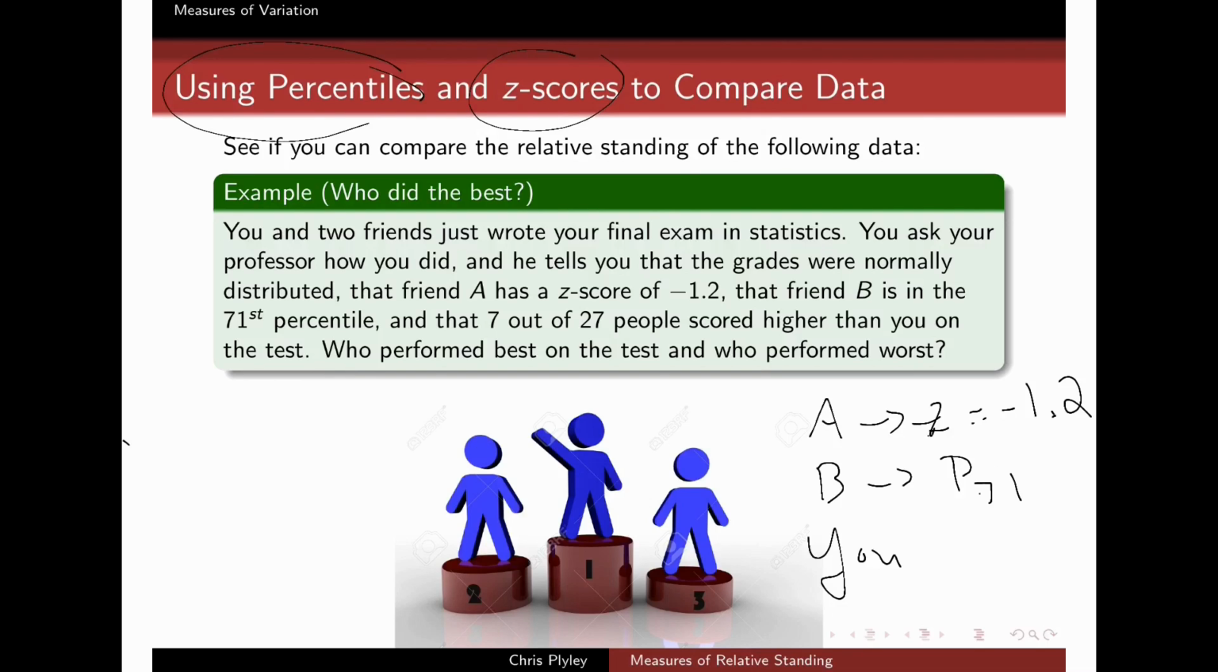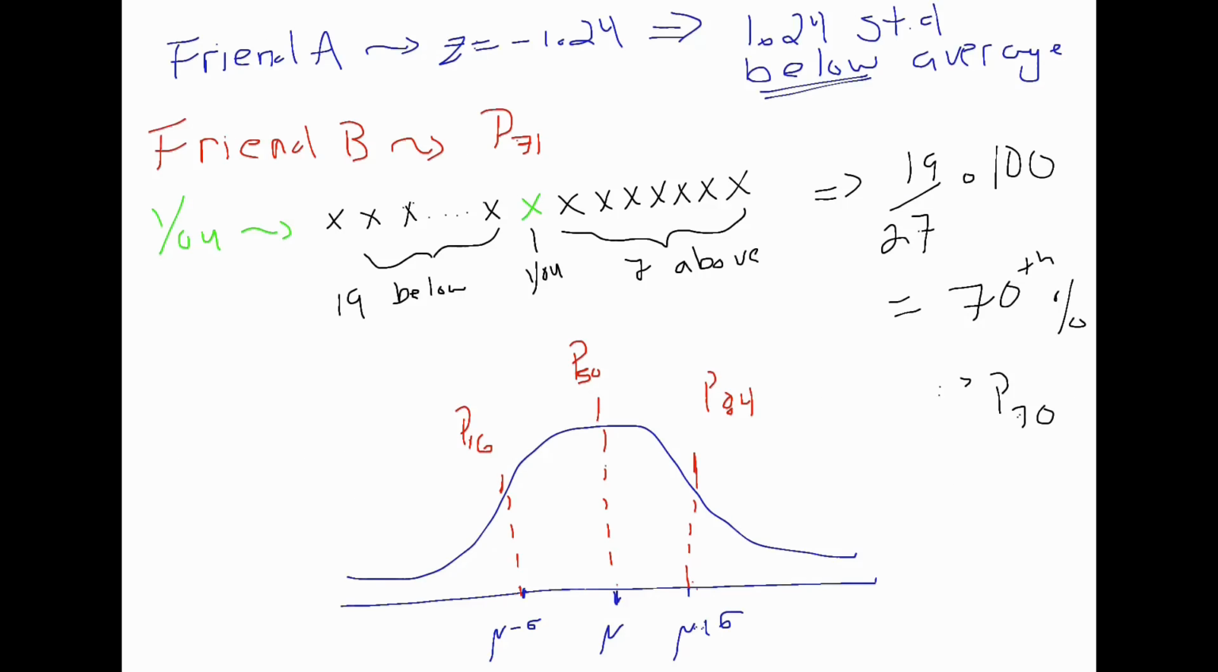And what that means is that if I think about the test, there was some people, then there was you, and then there was 7 people that beat you on the test. So given just that information, can you determine who did the best and who did the worst and why? Give it a shot, and we'll be back in a minute.